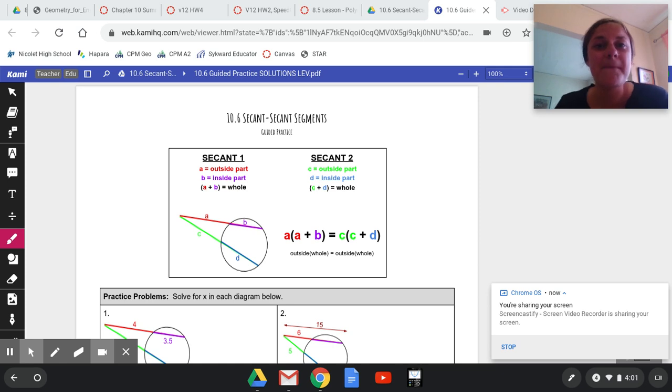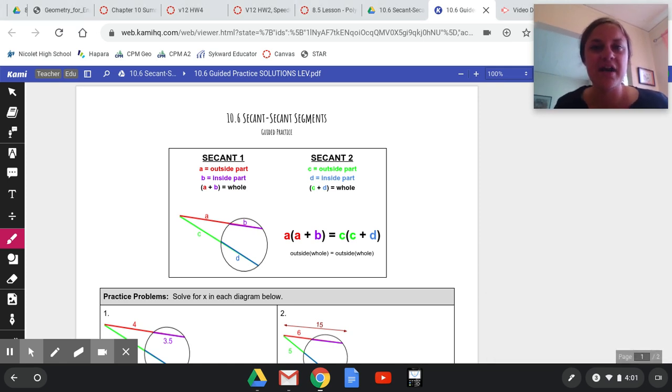Hey guys, welcome back to another lesson. Today we are going to be continuing talking about line segment relationships in circles, and specifically we are going to be talking about the secant segment.